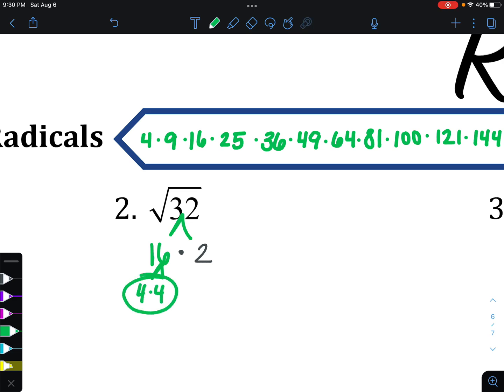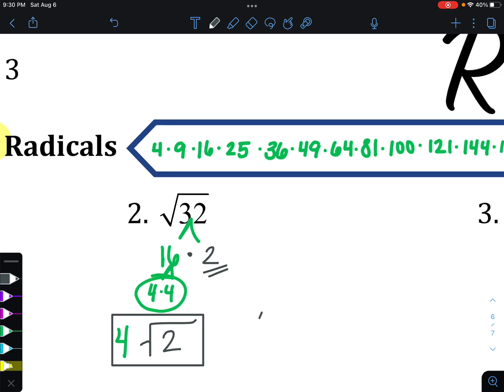These 4s get to partner up and escape from the radical. I like to think of the radical as an escape room, right? The only way to escape the escape room is to find a partner in crime, and your partner has to be the exact same number. So these two 4s get to escape out of the radical. They join together as one, and any number left in the radical without a partner is stuck there. So the square root of 32 simplifies to 4 root 2, right? So again, you want to find that largest perfect square factor.